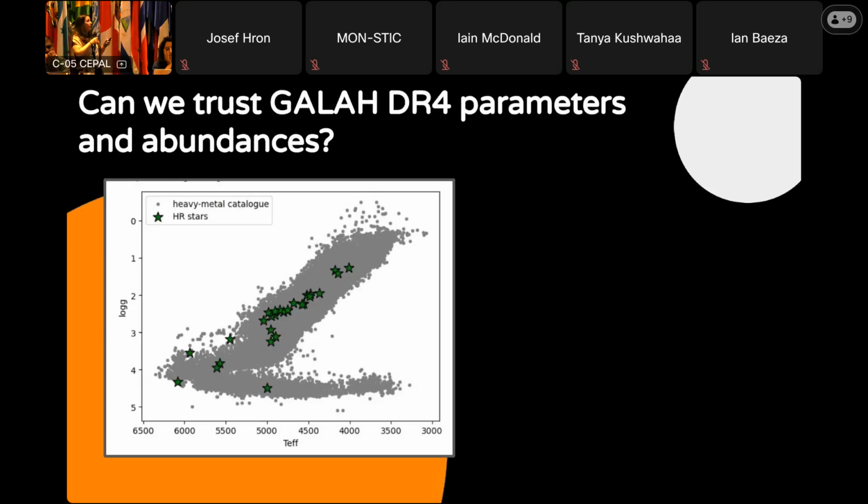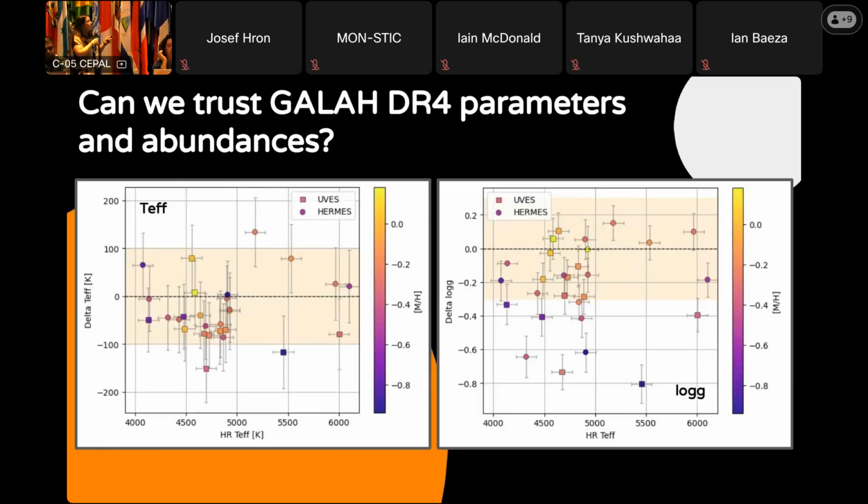So the first thing I wanted to do, because I come from the high resolution school, so I didn't want to trust the medium to low resolution, I built a high resolution sample with HERMES and UVES data to try to see if I can trust the abundances of GALAH. We did this for the temperature, first for the stellar parameters. So we computed the parameters and the abundances for those 4 s-process elements that I'm going to work with, using the high resolution data and GALAH.